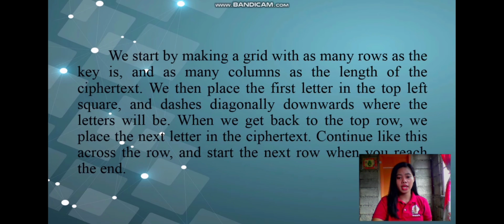So start by making a grid with as many rows as the key is and as many columns as the length of the ciphertext. We then place the first letter in the top left square and dashes diagonally downwards where the letters will be. When we get back to the top row, we place the next letter in the ciphertext. Continue like this across the row, and start the next row when you reach the end.